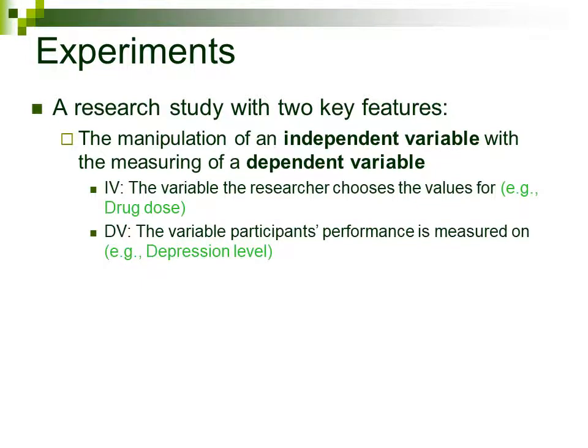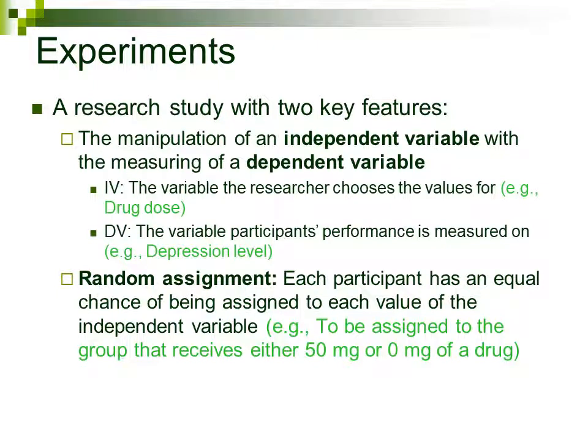The other key feature of experiments is random assignment. And with random assignment, each participant has an equal chance of being assigned to each value of the independent variable. Random assignment means that if we have, let's say, 100 participants in our study, each of our participants has a chance to play either 2 hours of video games a week or 10 hours of video games a week, or they have an equal chance to be in the 0 milligram group, the 10 milligram group, or the 20 milligram group of the drug.